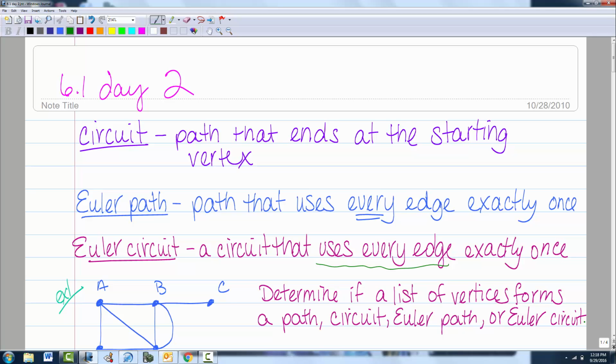And then the last term just puts the last two together. A Euler circuit is a Euler path that is a circuit. And a circuit is a path that ends at the starting point. So a Euler circuit is a circuit that uses every edge. All right? Or it's a Euler path that ends at the starting point. All I did is play with the words a little bit in each case.